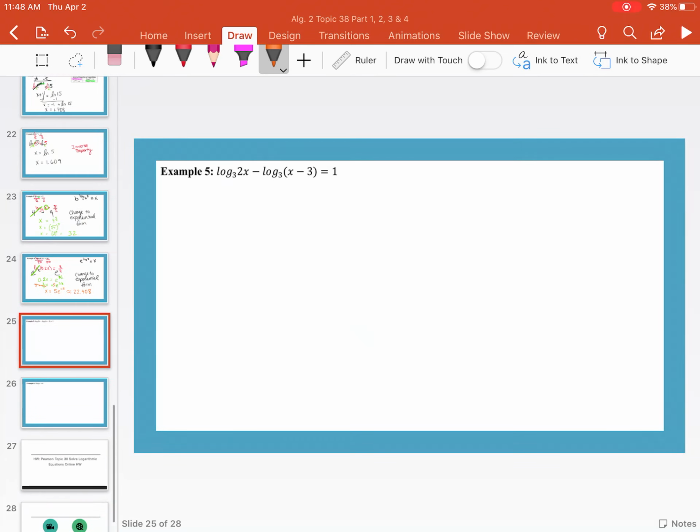Moving on to example 5. In example 5, we have log base 3 of 2x minus log base 3 of x minus 3 equals 1. Now again, remember what our instructions are. We're asked to simplify. And simplifying is the same thing as condensing. So we're going to condense the left-hand side.